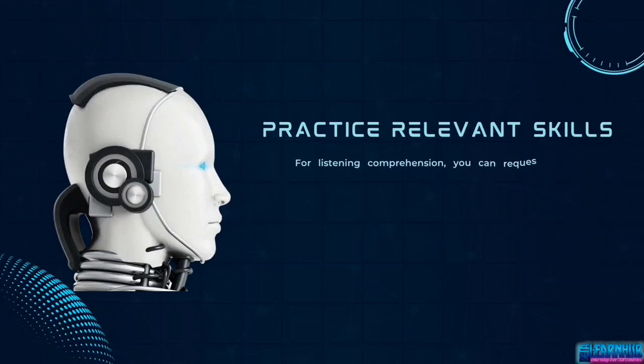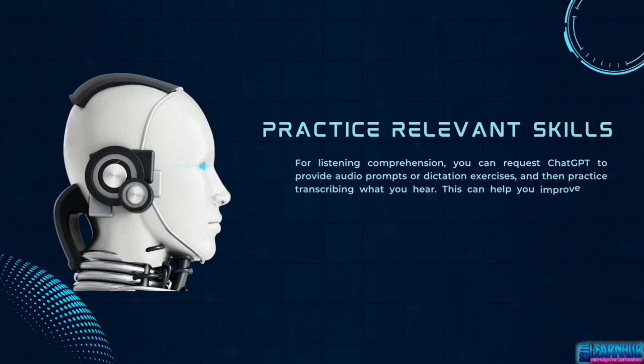All right, so for listening comprehension, you can request ChatGPT to provide audio prompts or dictation exercises and then practice transcribing what you hear. So, this can help you improve your listening skills by training your ears to capture spoken English accurately. And we're going to take a look at an example in a couple of slides on how you can do that. Okay. And of course, when you do this, you want to use different accents: Australian, British, American, whatever. Again, we're talking about English here, but you get the idea.